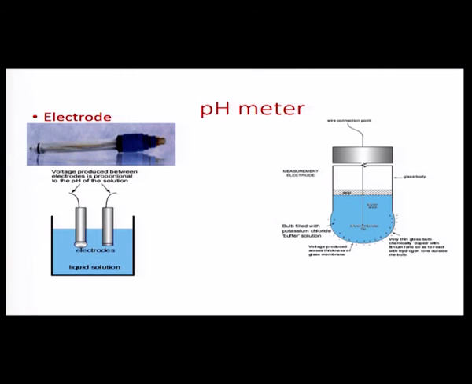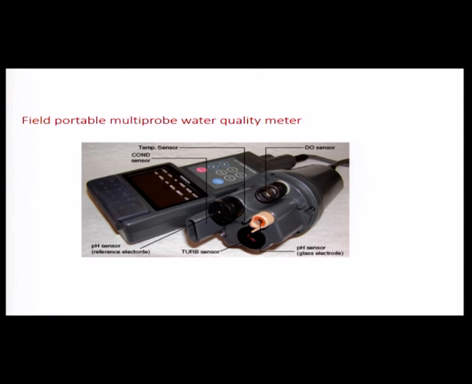And similarly, as I mentioned before, conductivity, DO, dissolved oxygen, and pH, everything can be measured instantaneously based on electrical things. With a multiple probe we can get pH, conductivity and DO, again based on an electrical sensor. One can be used for field level monitoring, that is on-spot measurement.